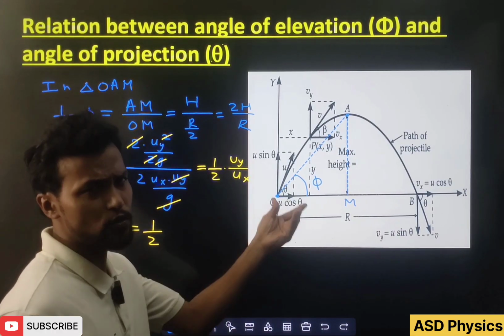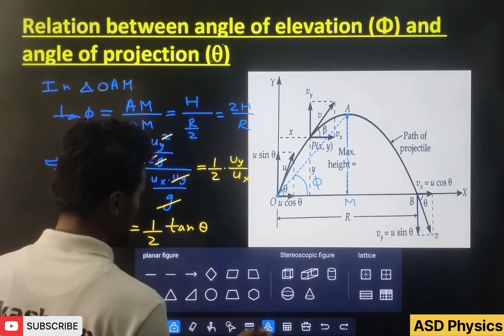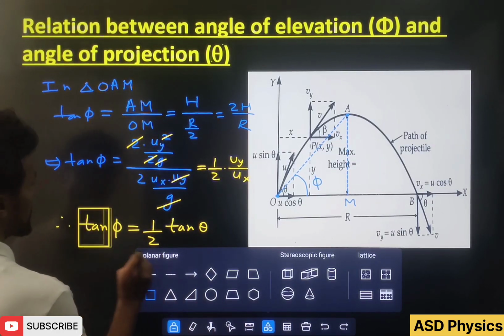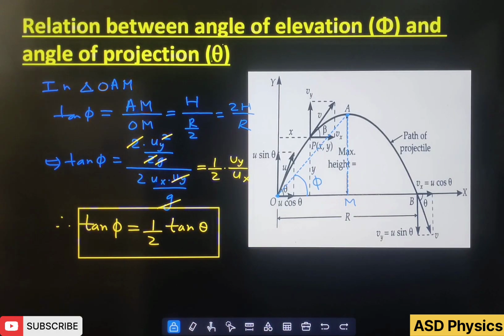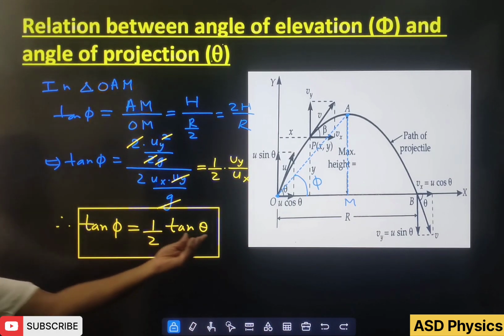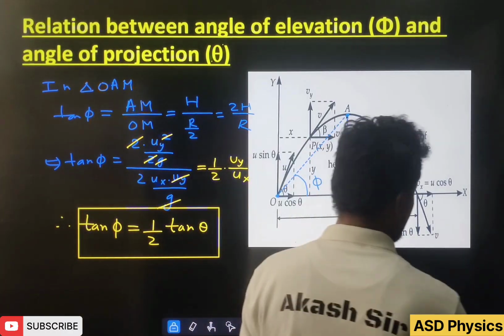u sin theta by u cos theta, it will become tan theta after cancelling u and u here. So this is the relation between the angle of projection, that means theta, and this angle of elevation phi. Tan phi equal to half tan theta.